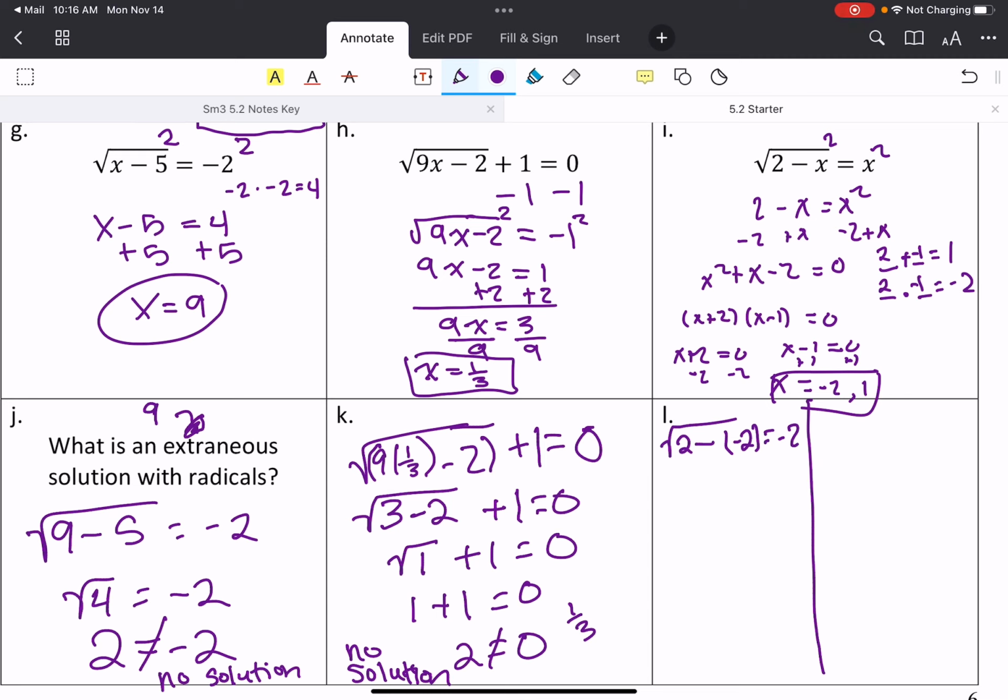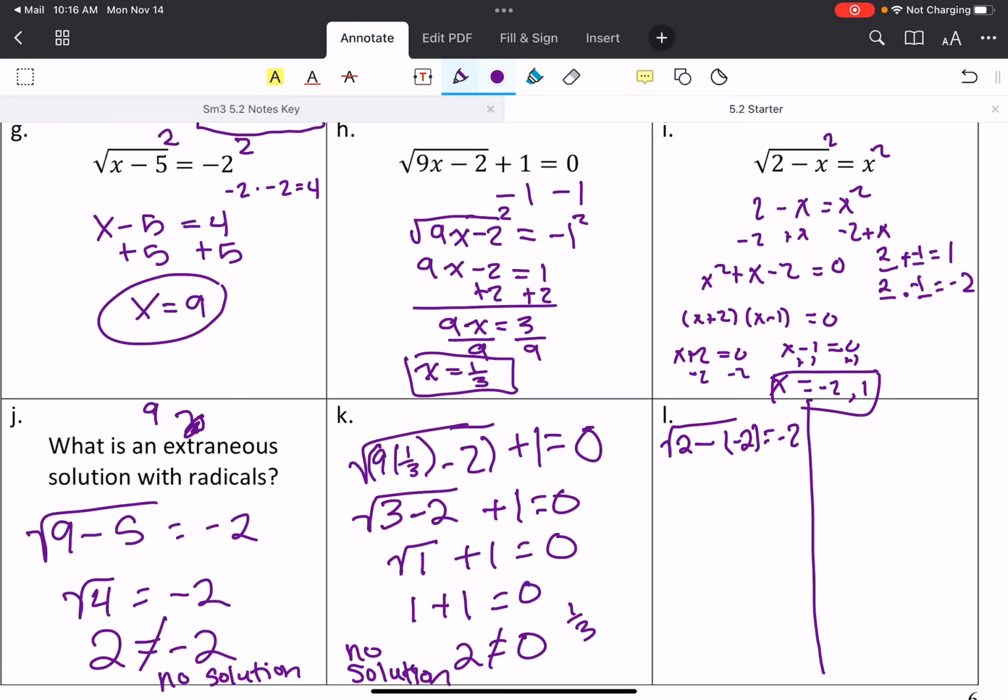What was your question? Would the square root of 1 also be negative? No, because since there's no variable in here anywhere, we just have to assume this is an implied positive. Oh yeah, with numbers you always assume positive. Yep, with numbers you always assume positive.